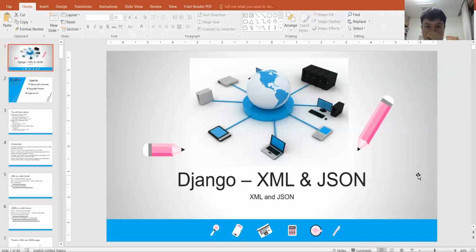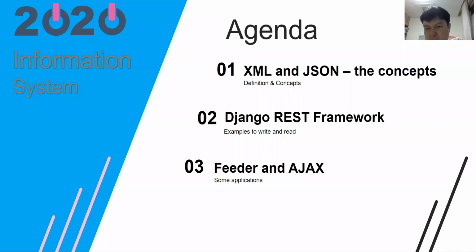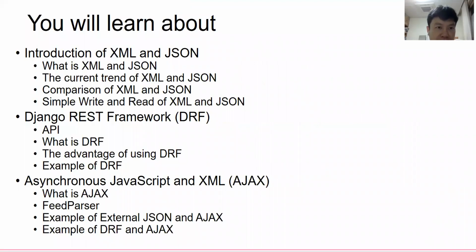Okay. So let's start with the course about XML and JSON. Maybe it is the first time for you to know about XML and JSON. Usually we call it JSON. So let's learn about the concept. And after we know the concept, we will learn about the Django REST framework: how can we write and read using the Django REST framework? And then we are going to do the feeder and Ajax. So these are the things that you will learn.